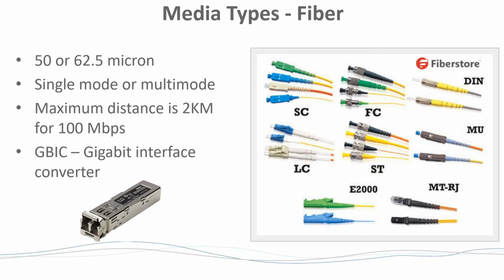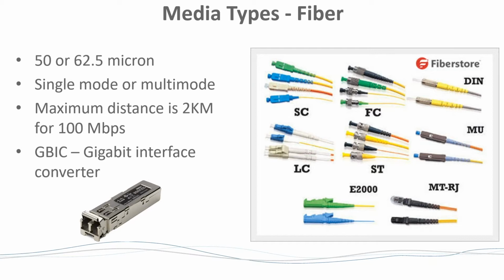Is there a maximum? I don't know what it is. I think the common is 7. The maximum distance is 2 kilometers for 100 megabits per second. This, I put like a little squiggly equals there. There's a lot of different things we can do with fiber, depending on the GBIC we choose, we'll talk about that next.